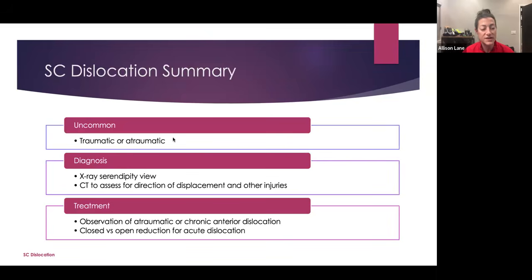So, summary of SC dislocations: they're pretty uncommon. They can be traumatic or atraumatic. For diagnosis, you have that AP X-ray view, but more so that serendipity view, and ultimately CT to assess other injuries and displacement. Your treatment is going to be either observation, especially with those atraumatic ones or chronic anterior dislocations, and then surgical for the acute injuries.